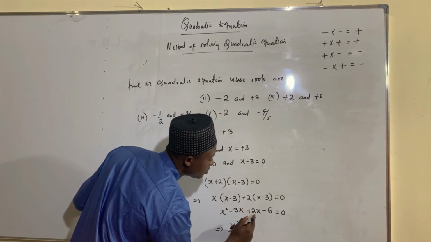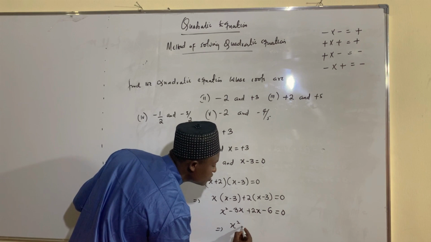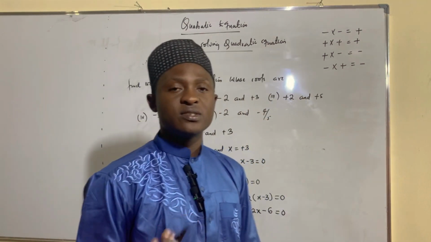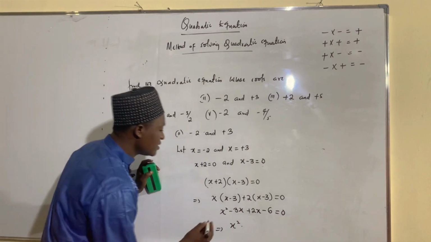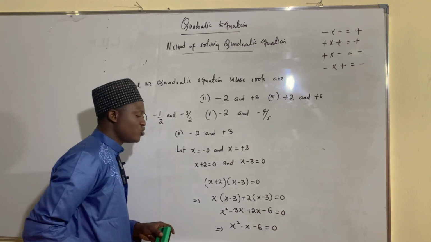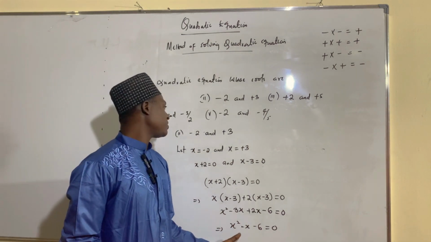So now here we are going to have x squared minus 3x plus 2x, we are going to have what? We are going to have minus 1x. And in mathematics, if you have minus 1x, it's still the same thing as minus x. So we have minus x minus 6, everything is equal to 0. You can see that it's simple and straightforward.